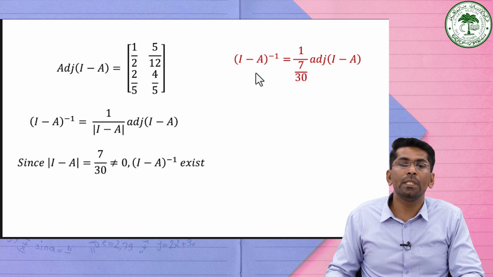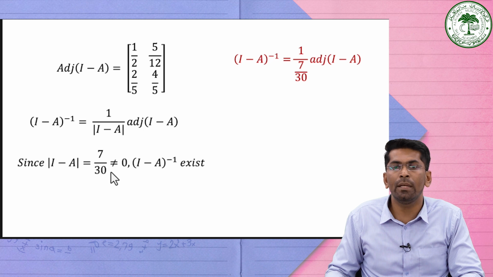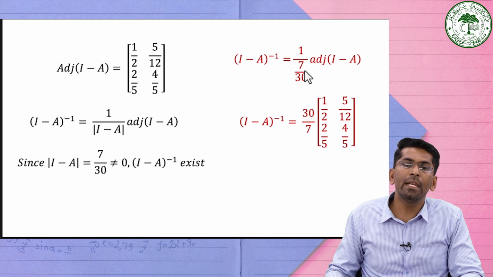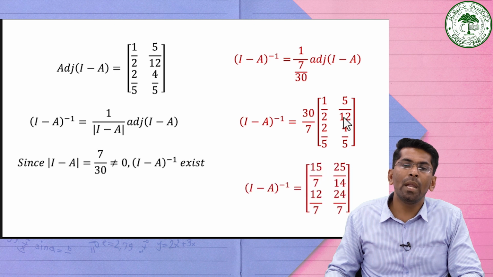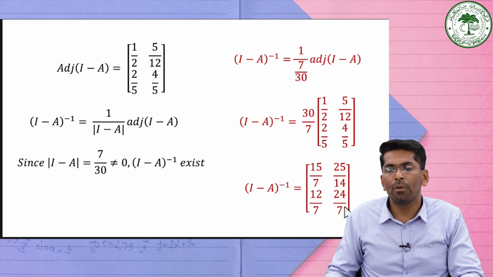So the inverse of the matrix is equal to 1 by 7 by 30, this is the determinant value, that is 7 by 30, into the adjoint, that adjoint value I am going to write here. By taking the reciprocal, we can write it as 30 by 7 into the adjoint values written here. And if you multiply 30 by 7 into each and every element of the given adjoint, then by multiplying and simplifying, we can write it as 15 by 7, 25 divided by 14, 12 divided by 7 and 24 divided by 7. So this is the inverse of the given matrix.